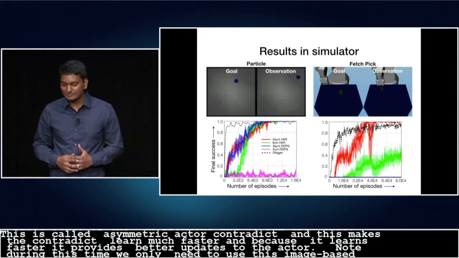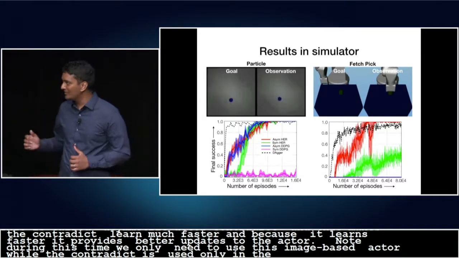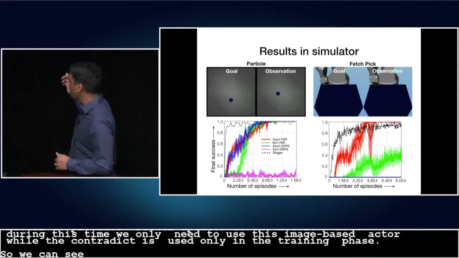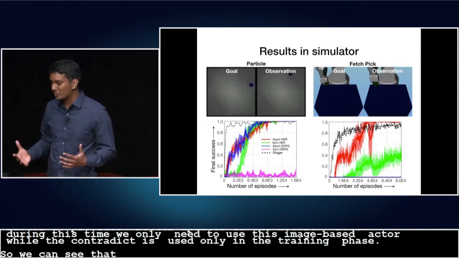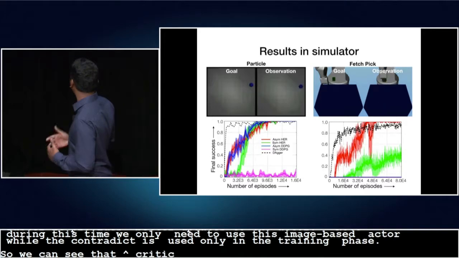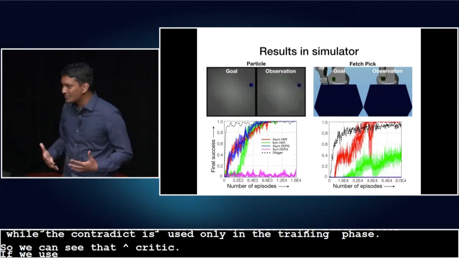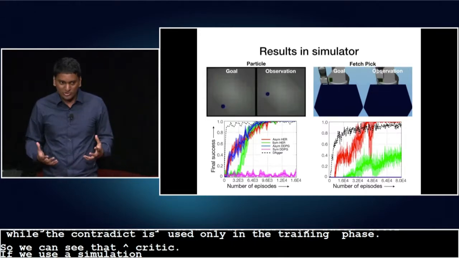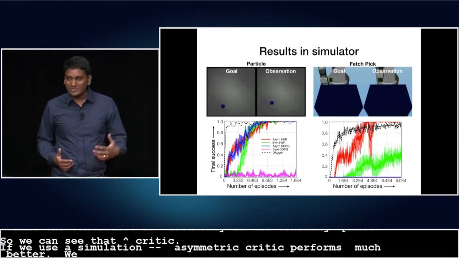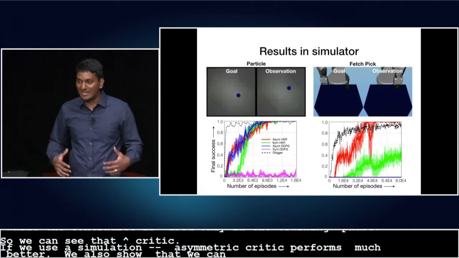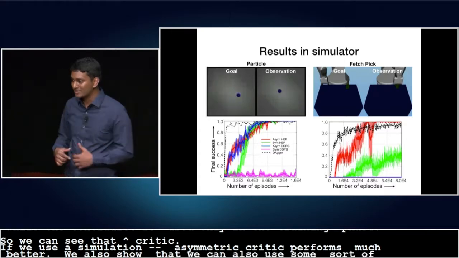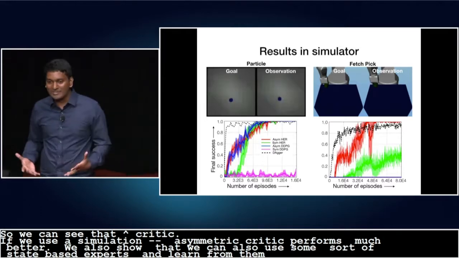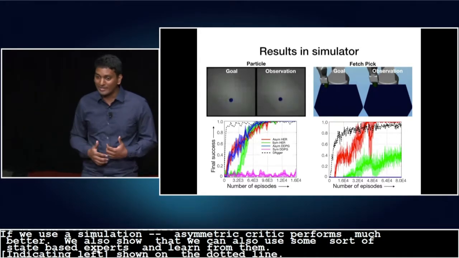Note that during test time, we only need to use this image-based actor, while the critic is used only in the training phase. We can see that even for very simple examples, like the particle environment over here, if you use a symmetric version of Actor Critic, it doesn't do very well, which is at the bottom there. But if you start using Asymmetric Actor Critic, it starts performing much better. We also show that we can use state-based experts and do imitation learning from them, which is shown in the dotted line. And because the particle environment is a very easy environment, this works really well here.